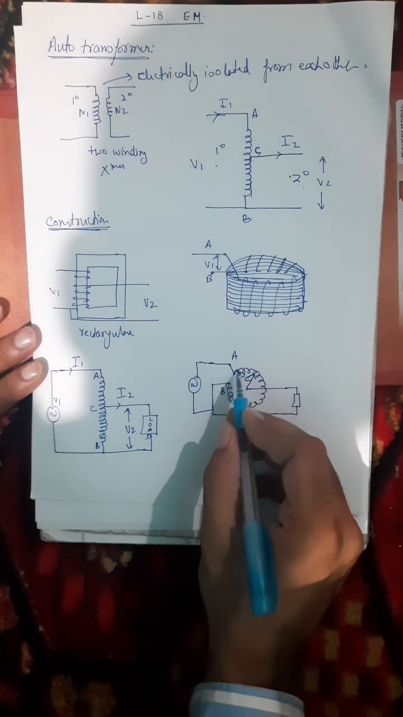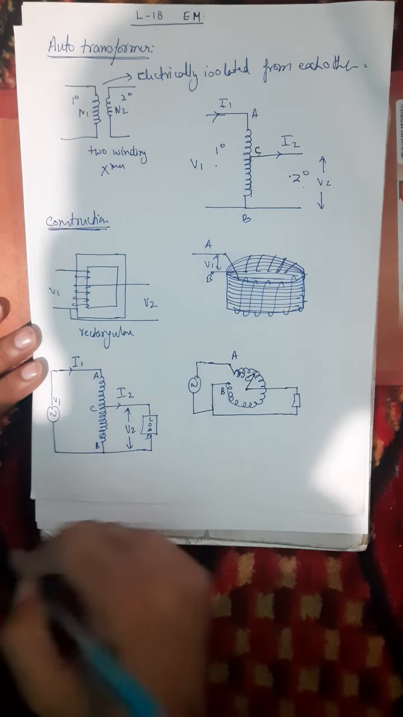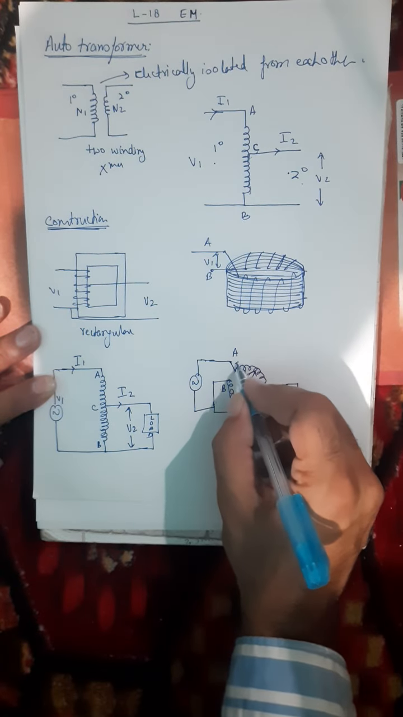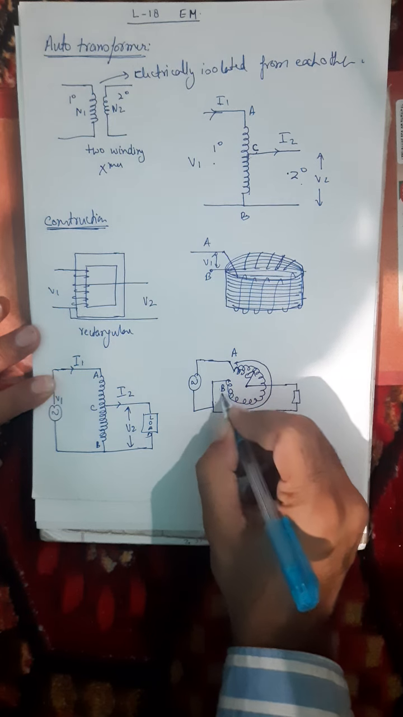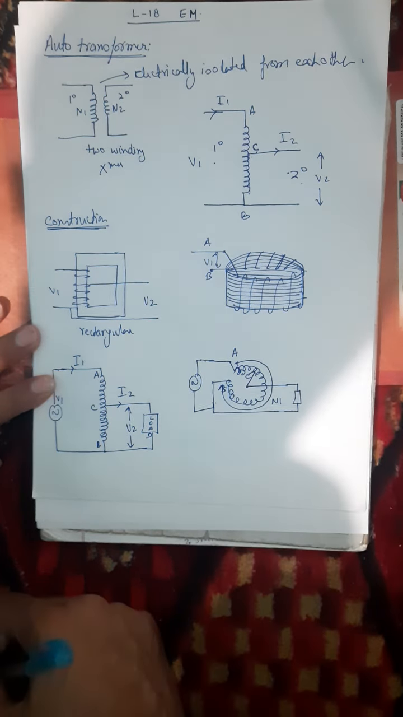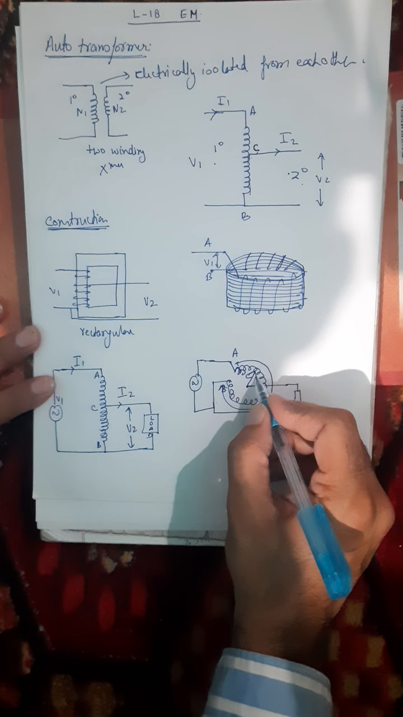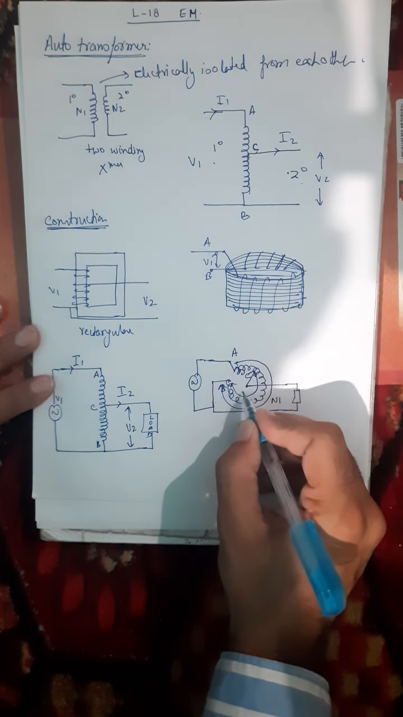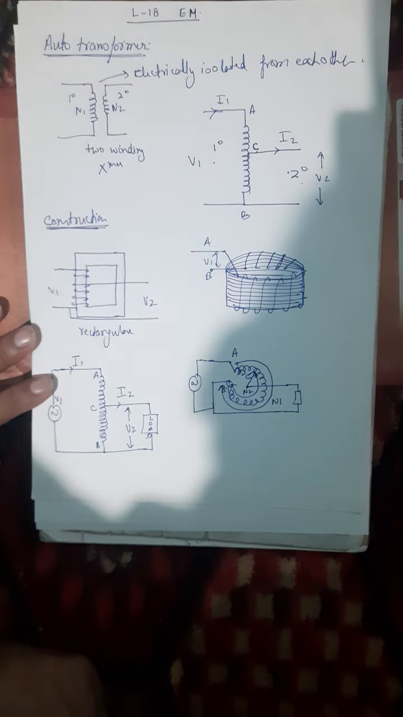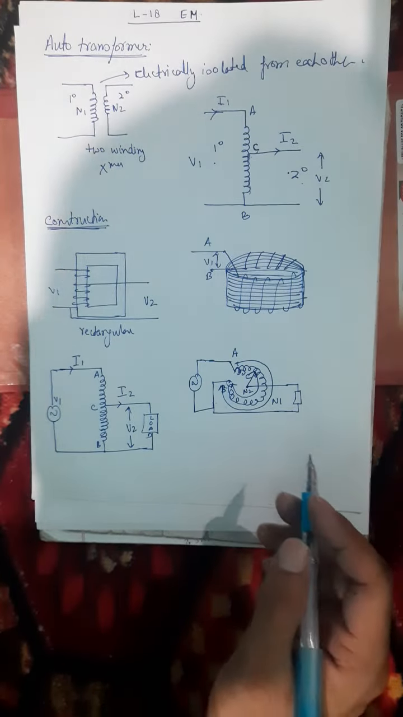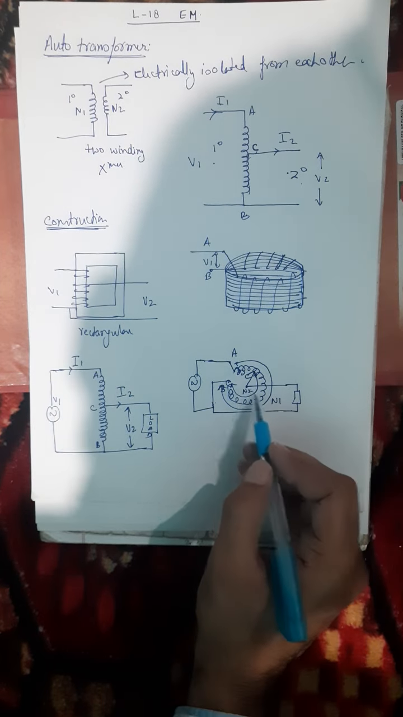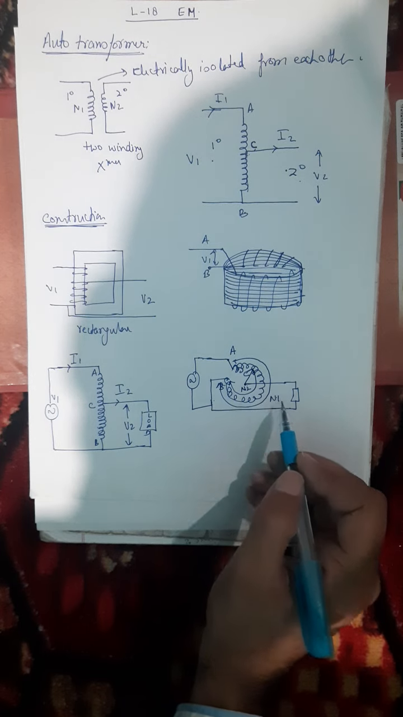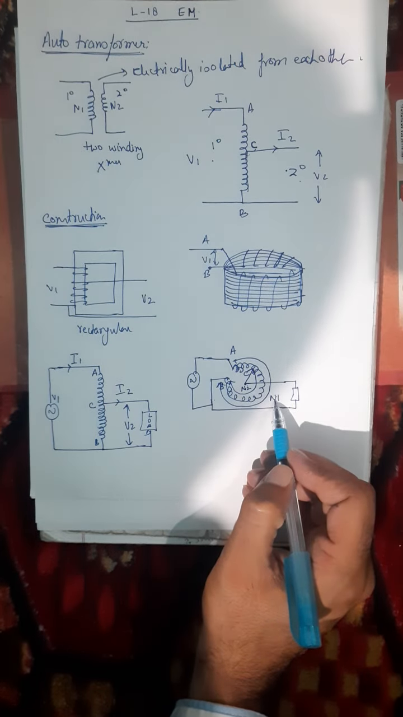What is the number of turns between these points? Suppose the number of turns from A to B is N1, and the number of turns from C to B is N2. Got it? If N1 is greater than N2, it is step down, and if N2 is greater than N1, it is step up.